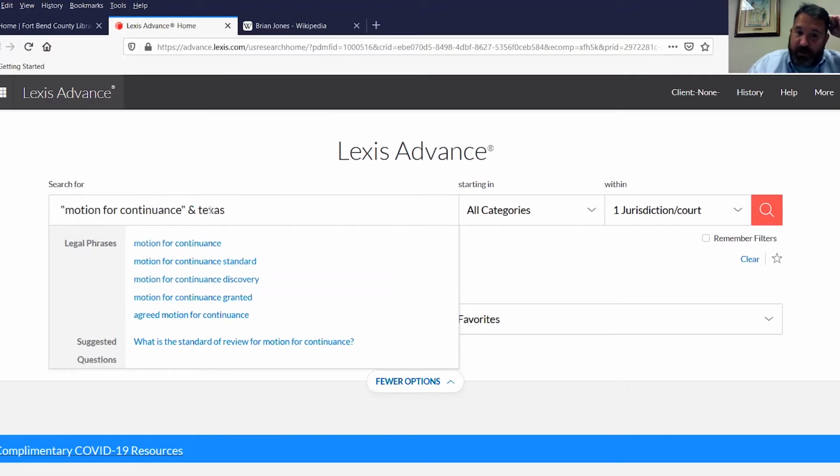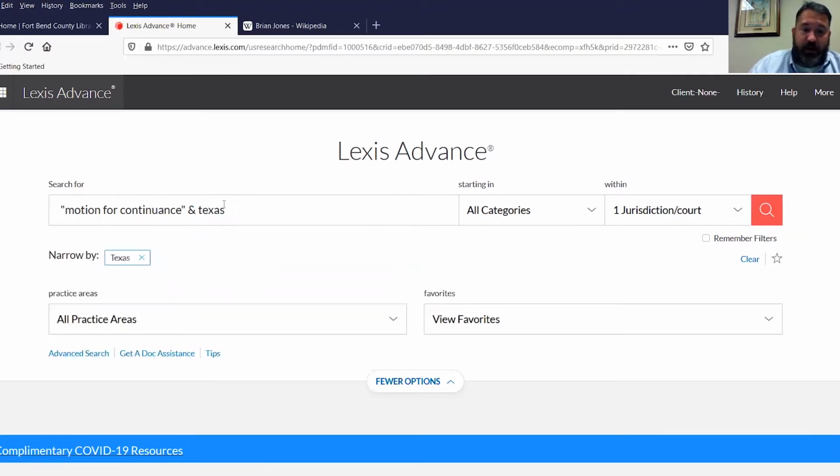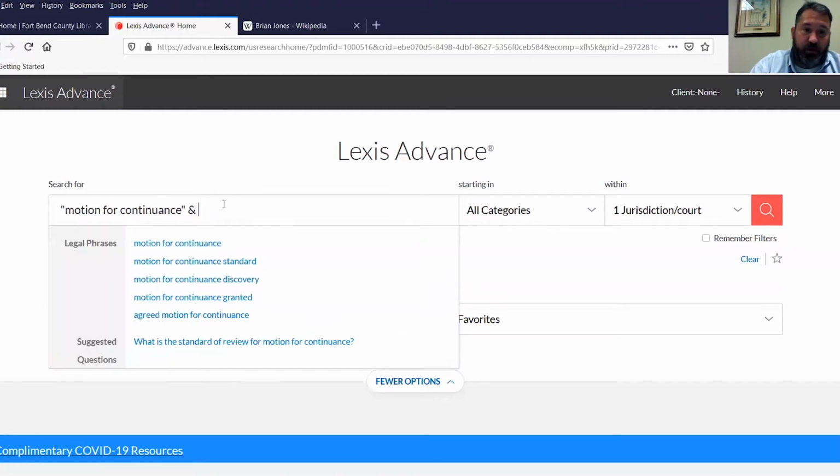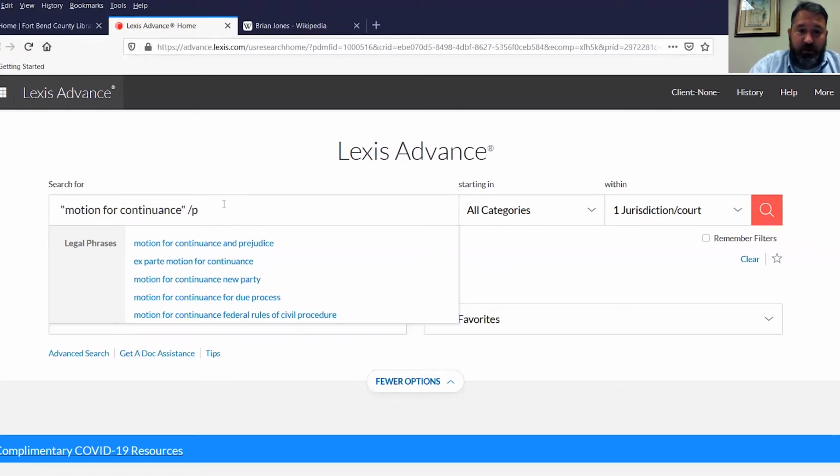You can do terms and connectors to add that category to things. So that exact phrase, with also anything brought up by Texas. Or maybe I'm looking to say I need motion for continuance, and let's just say Fort Bend County. So I'm going to look for motion for continuance within the same paragraph as the term Fort Bend County. Maybe I'm looking for cases that expressly came out of Fort Bend County on this issue. So you do the slash, and then you say paragraph.